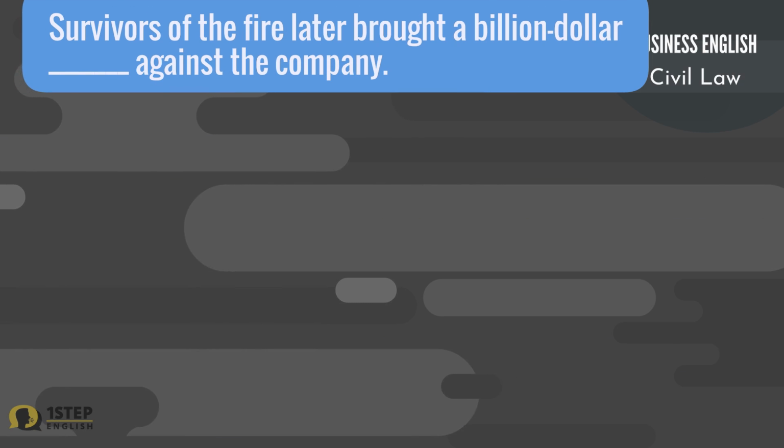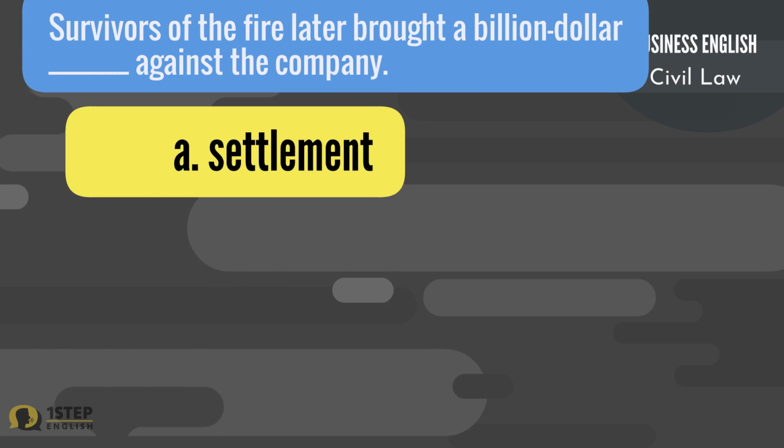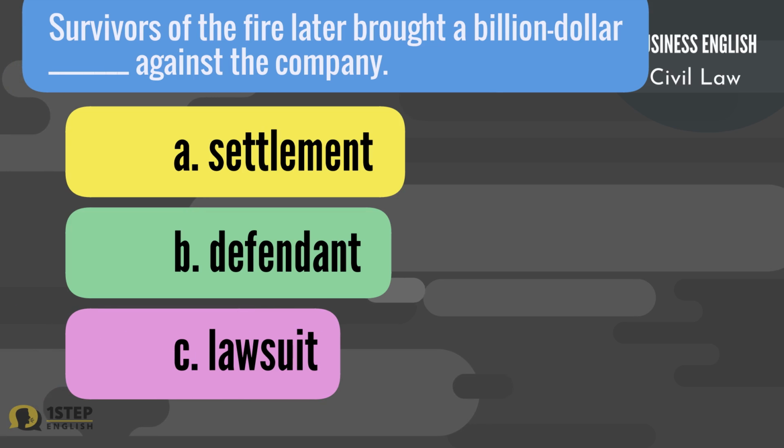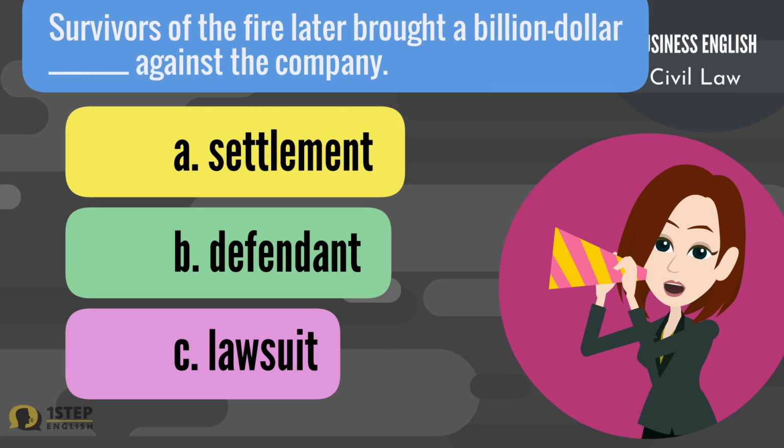Survivors of the fire later brought $1 billion against the company. Letter A. Settlement. Letter B. Defendant. Letter C. Lawsuit. The correct answer is letter C. Lawsuit. Survivors of the fire later brought a $1 billion lawsuit against the company.